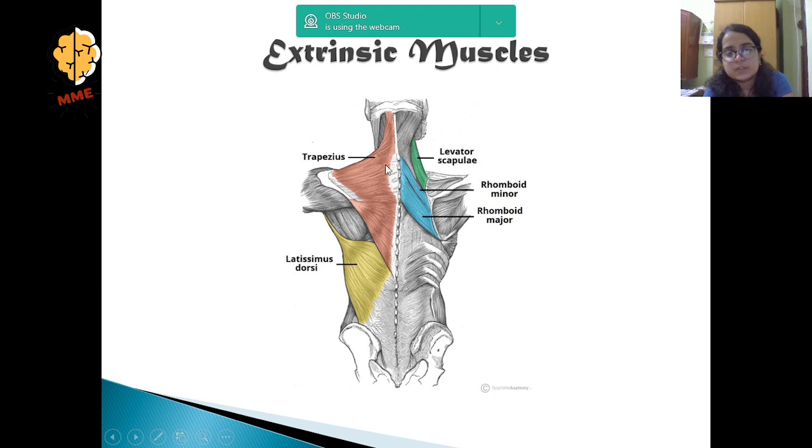This is the trapezius muscle. This is the latissimus dorsi muscle. This is the levator scapulae muscle, rhomboideus minor and rhomboideus major.